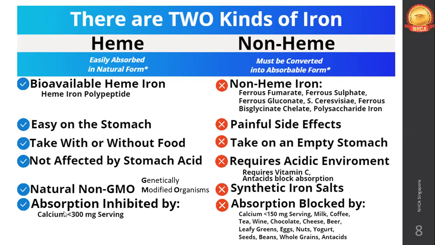Absorption is inhibited by calcium, which is more than 300 mg in that particular serving. Whenever you are having an iron supplement or iron-rich food, along with that, if you're taking a calcium-rich food in portion size, if the calcium content of the food or the meal that you're having during the iron supplement is more than 300 mg, then it can lead to suppression, inhibition in the iron absorption.